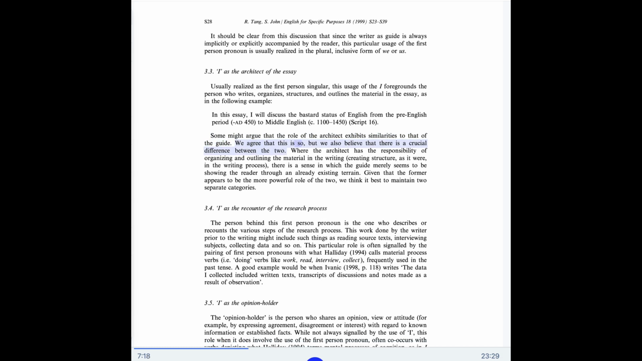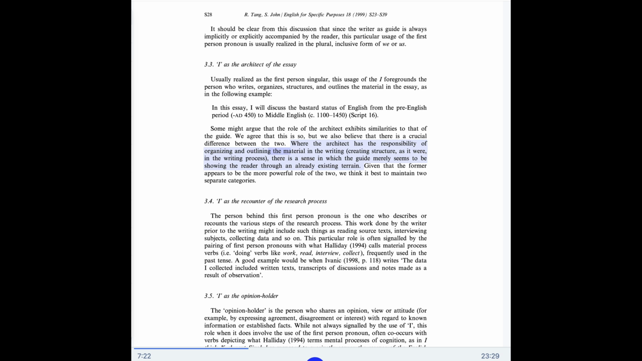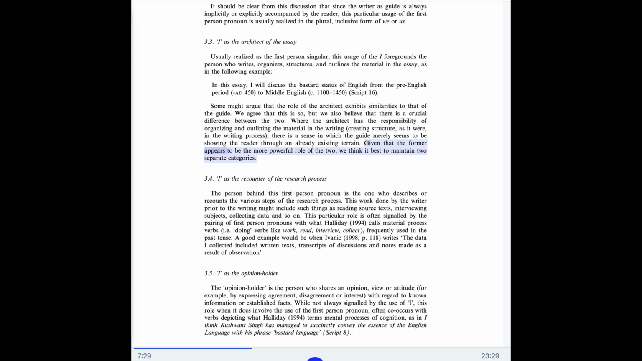We agree that this is so, but we also believe that there is a crucial difference between the two, where the architect has the responsibility of organizing and outlining the material and the writing, creating structure, as it were. In the writing process, there is a sense in which the guide merely seems to be showing the reader through an already existing terrain. Given that the former appears to be the more powerful role of the two, we think it best to maintain two separate categories.